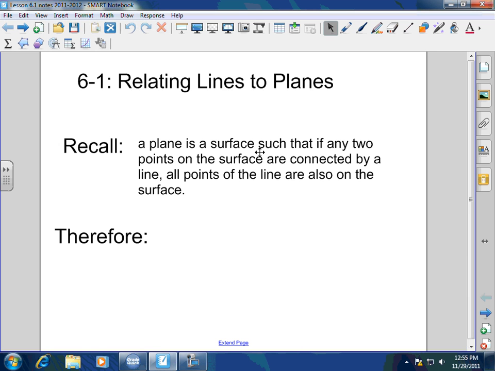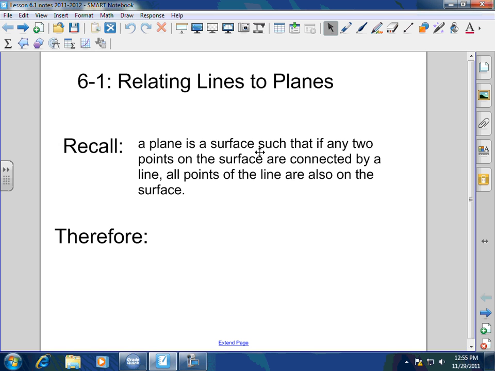Well, guess what? The ceiling above you is also a plane. The floor below you that you stand and walk on is also a plane. The walls of your house are a plane. A plane is a surface such that if any 2 points on the surface are connected by a line, all points of the line are also on the surface.